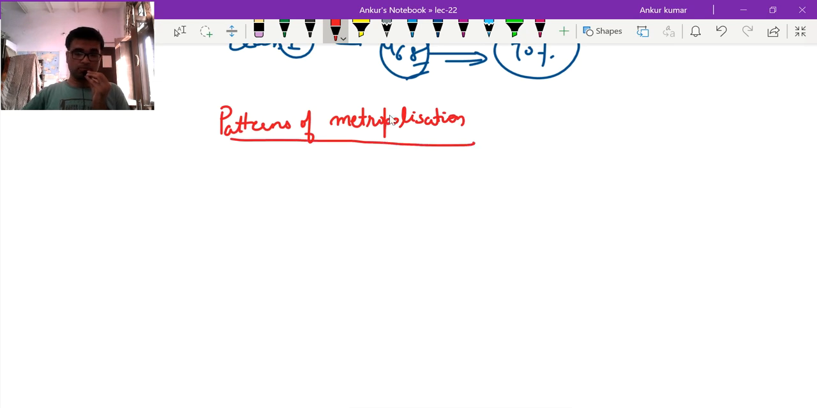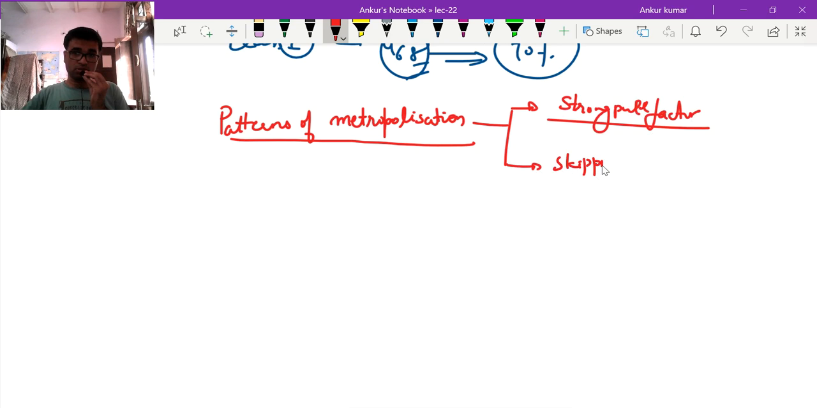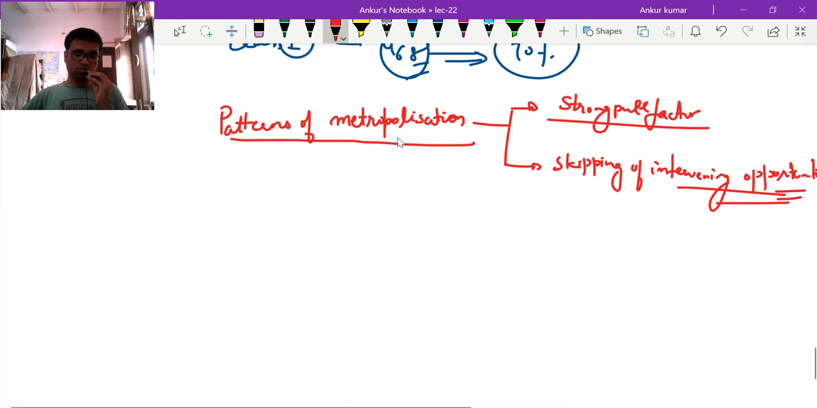See, as I said, the metropolization is the result of basically 2 factors. Number 1 is the strong pull factor, either because of the services or government policies. And the second reason for metropolization is the skipping of intervening opportunities. So these are the main 2 factors for metropolization to happen. But our main focus is what are the patterns that India is witnessing with respect to urbanization from the beginning.